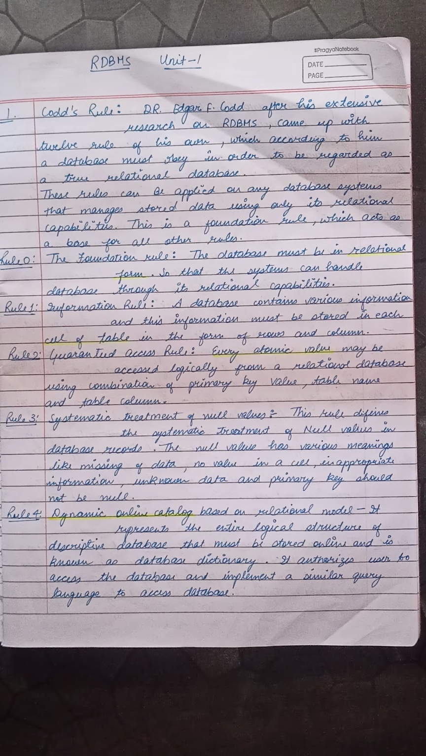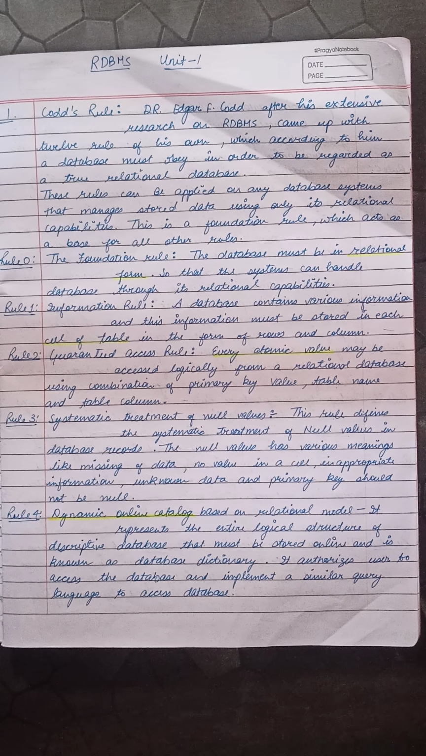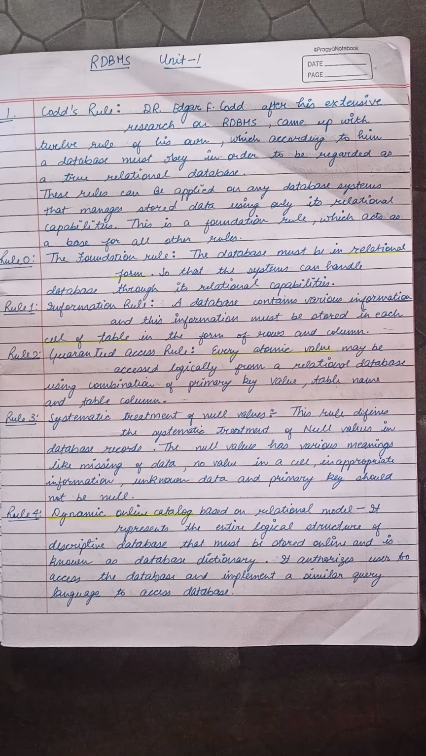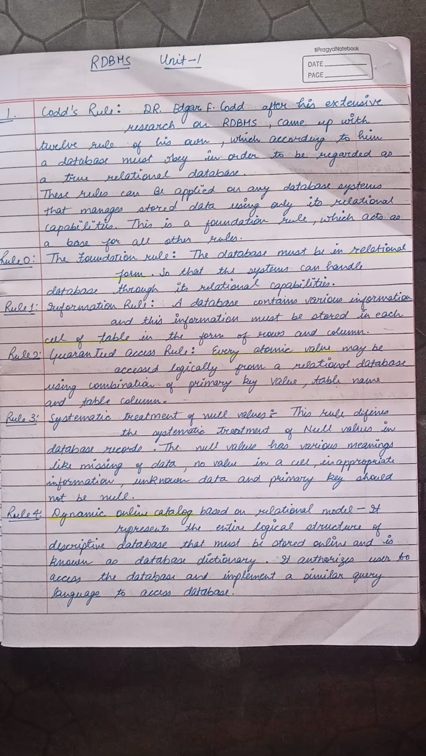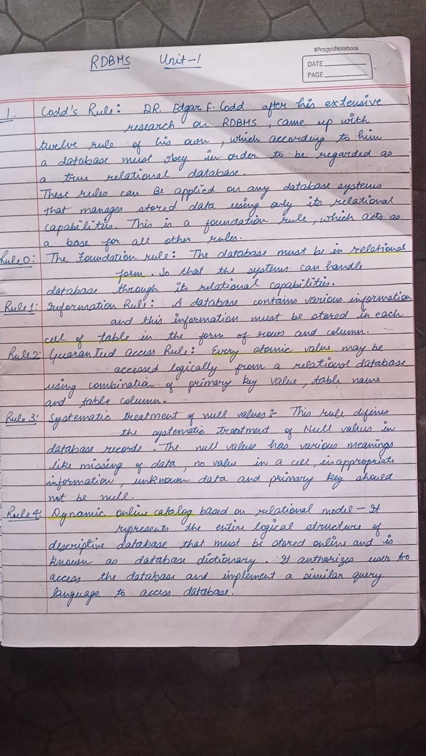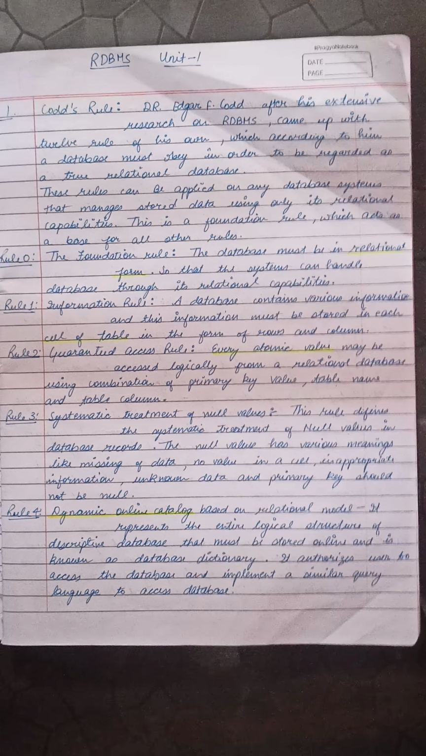Okay, if you are encountering a null value, there should be a systematic way to handle that null value. You cannot leave that as it is and go further. So rule 3: there should be a systematic treatment of null values. Rule 4, also known as the dynamic online catalog based on the relational model, says it represents the entire logical structure of the descriptive database that must be stored online, and is known as the database dictionary. It authorizes the user to access the database and implement a similar query language to access the database.